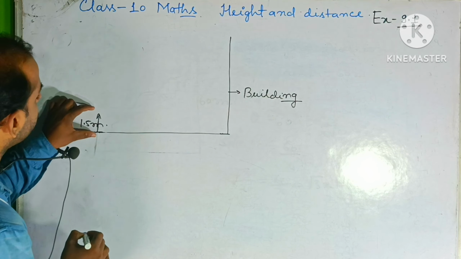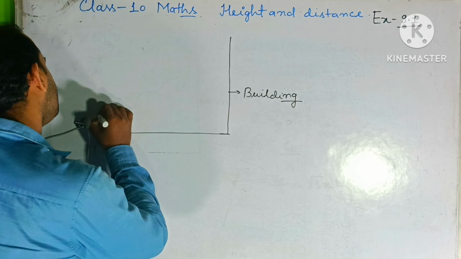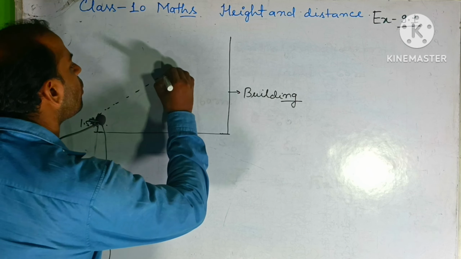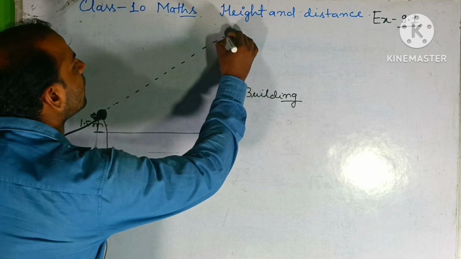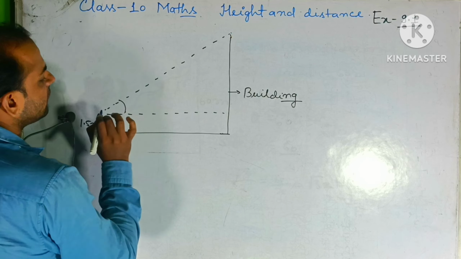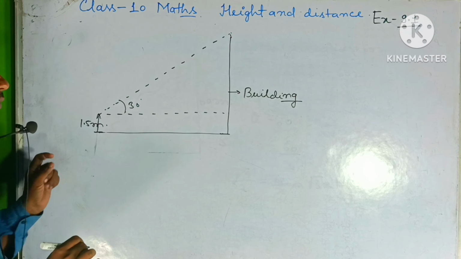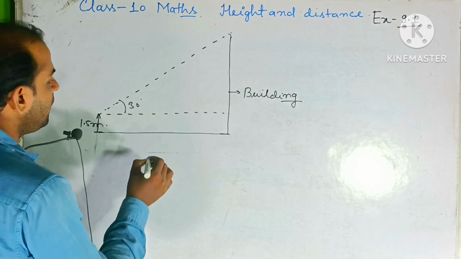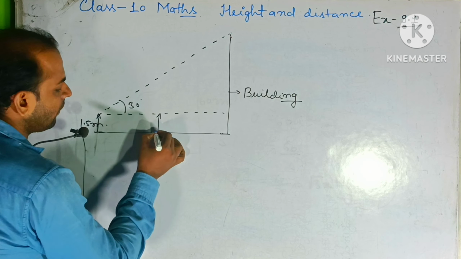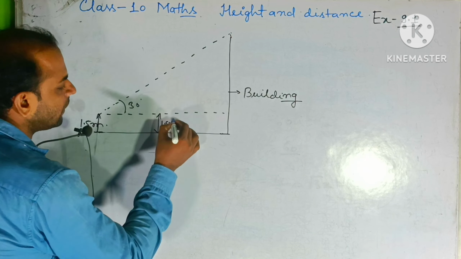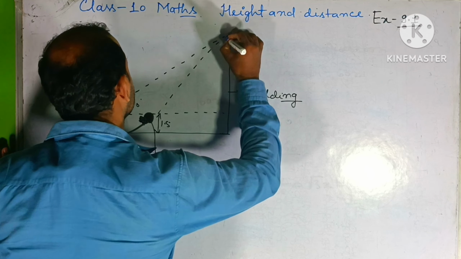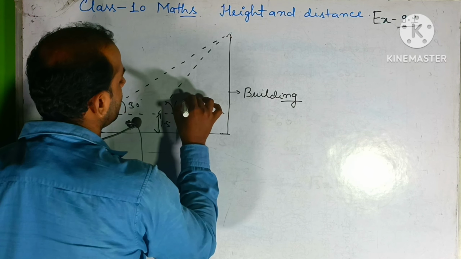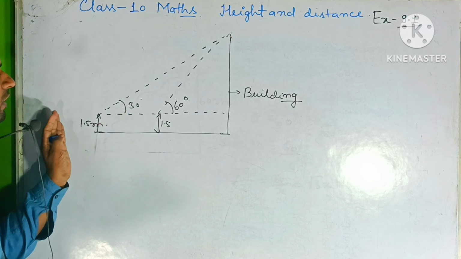Now see, this boy's height is 1.5, and when he watches the top of the building, the angle of elevation is 30 degrees. But now when he walks towards the building and reaches this place, the angle of elevation becomes 60 degrees. Now you can see the difference. When the boy is approaching the building, the angle of elevation is increasing.